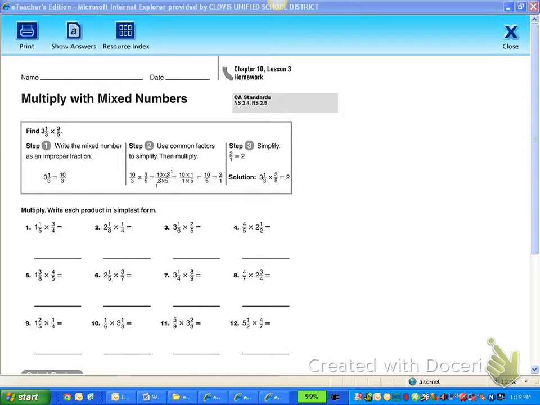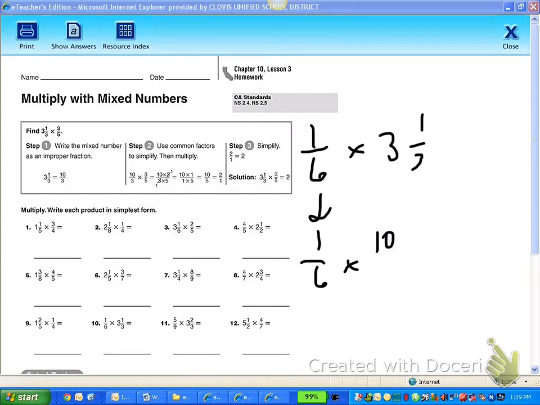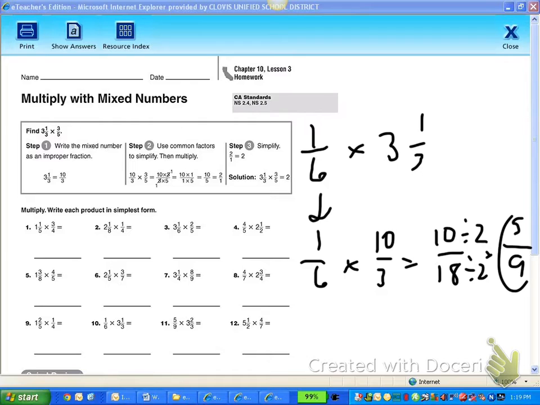And let's try one more. Let's look at number 10. We got 1/6 times 3 1/3. This will stay the same. 3 times 3 is 9, plus 1 is 10 over 3. 1 times 10 is 10. 6 times 3 is 18. Reduced by 2. And you get 5/9. And that one was for number 10.